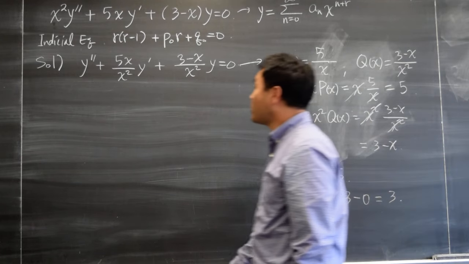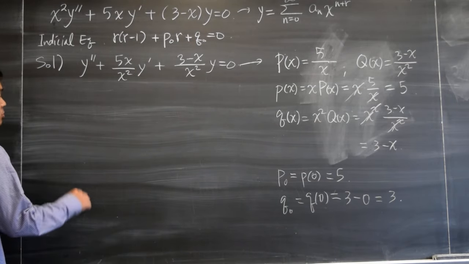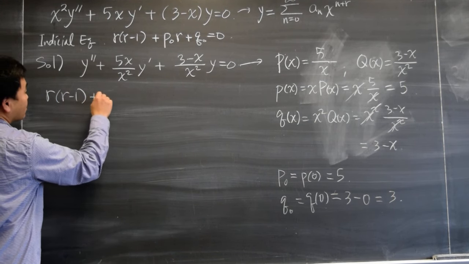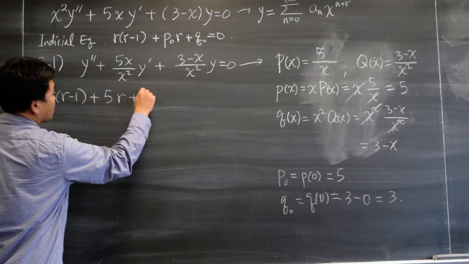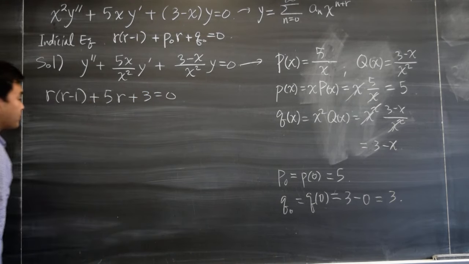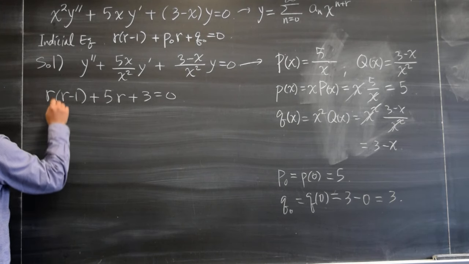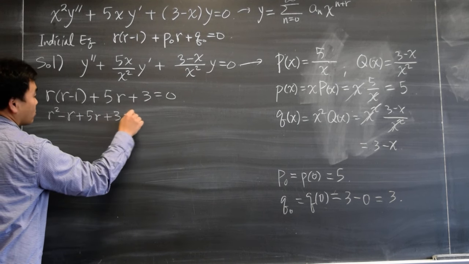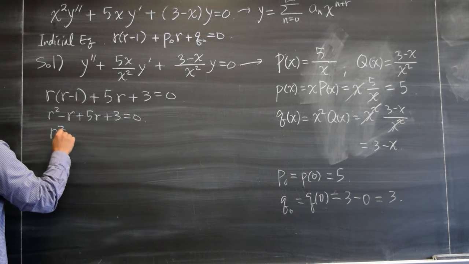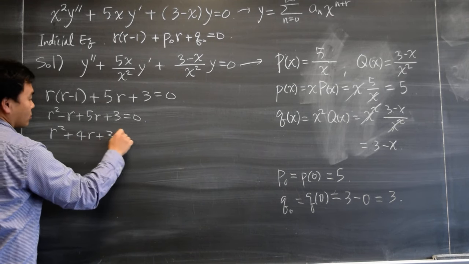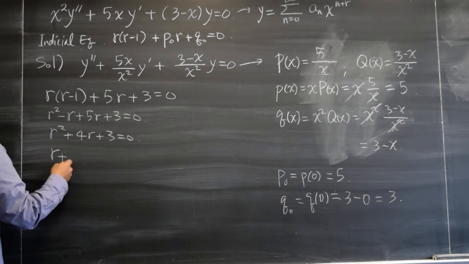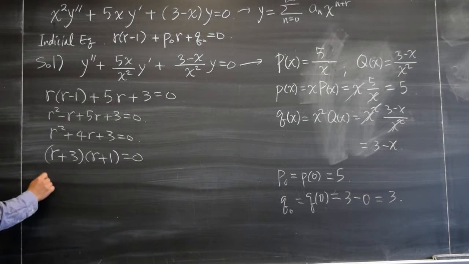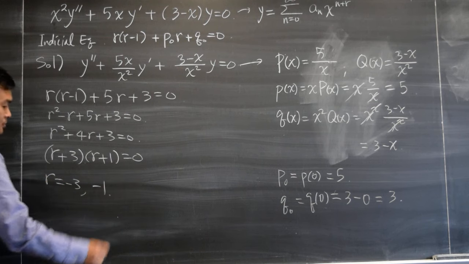Once you get these values, then you put them into the indicial equation. The indicial equation gives you r times (r minus 1) plus 5r plus 3 equal to 0. Which if you simplify is r squared minus r plus 5r plus 3 equal to 0, and r squared plus 4r plus 3 equal to 0. It factors as (r plus 3)(r plus 1), therefore the solutions are negative 3 and negative 1.